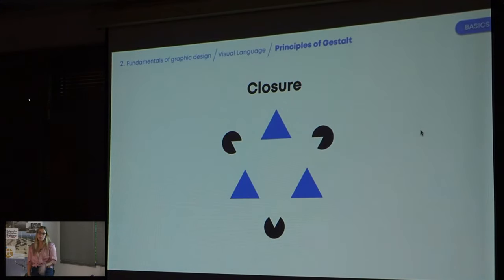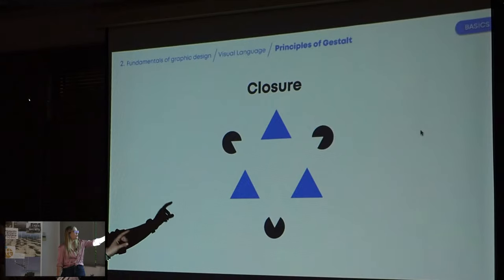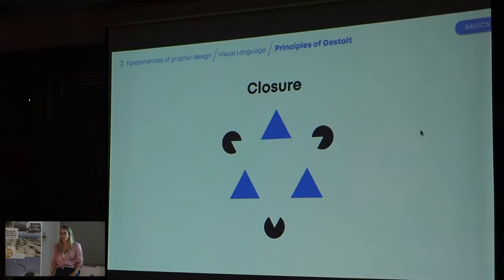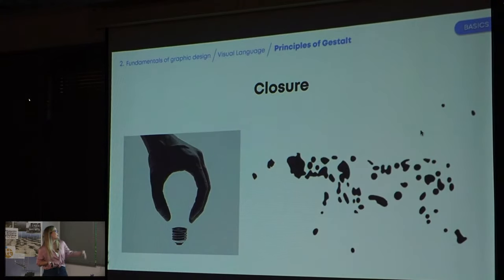Another tightly related principle is the one of closure. Here our brain will try to fill in the missing gaps to try to complete an image to a whole. So here our brain would rather see overlapping triangles and three circles rather than three really tiny triangles and three Pac-Man-like figures. This only works if we have the same experiences, but I'm assuming we all went to primary school and know about triangles and circles, and all of us might have seen a light bulb or a dimension.